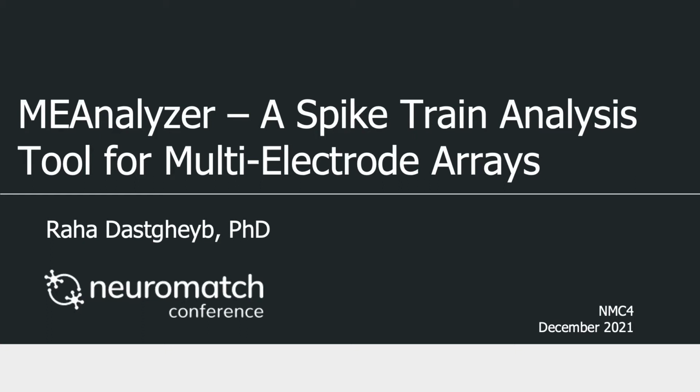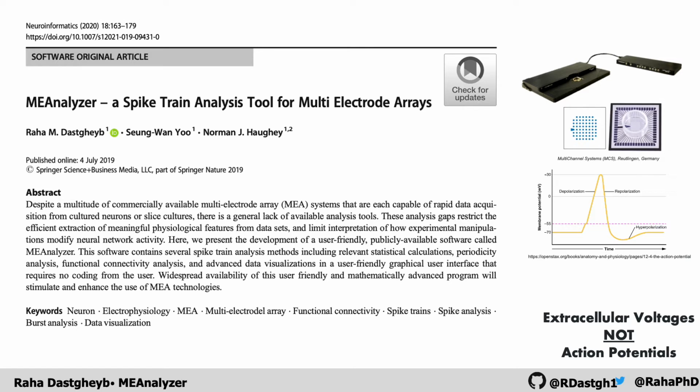Today I'll be giving you a quick introduction to a piece of software we created called MEAnalyzer, which is designed to analyze spike trains from multi-electrode arrays. These multi-electrode arrays are designed to record extracellular voltages from nearby cells. They can be used for organotypic cultures or cultured cells or organoids, or even for cells outside the brain like cardiac cells or retinal cells or even intestinal tissue.